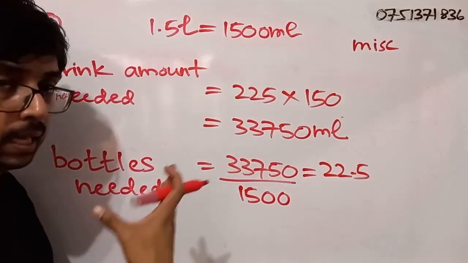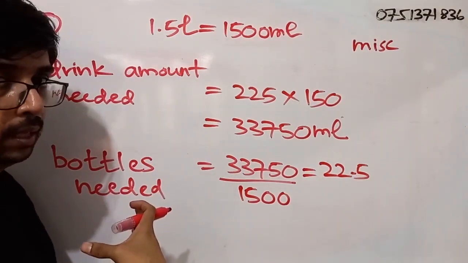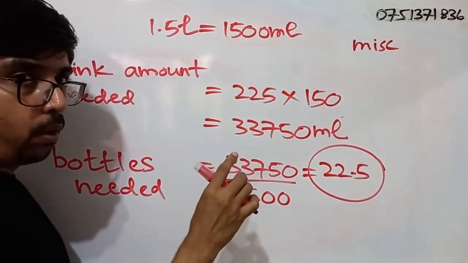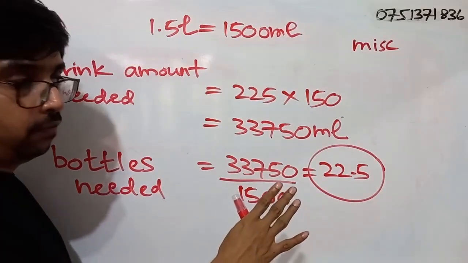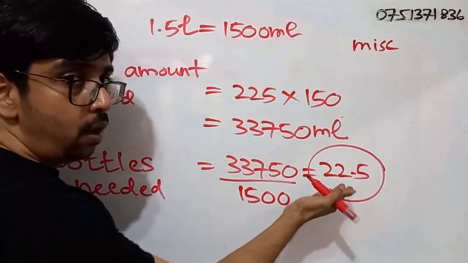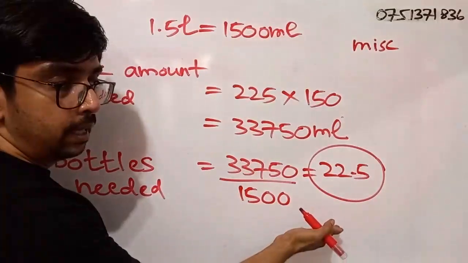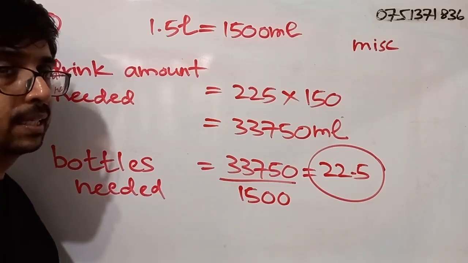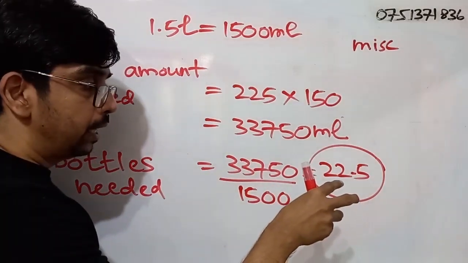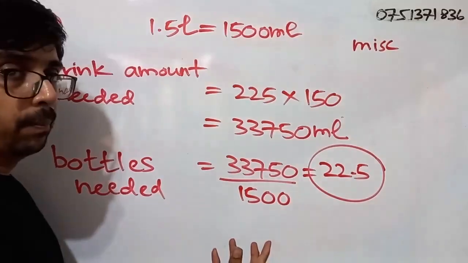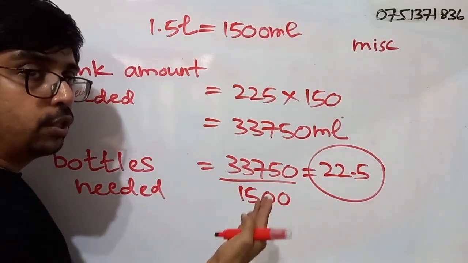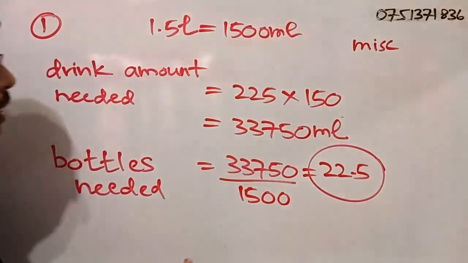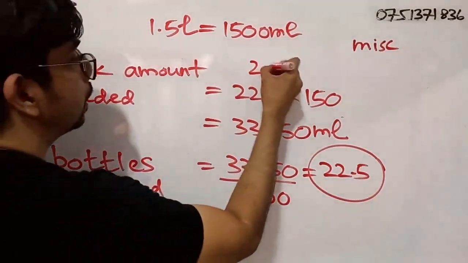So when we divide this, we get 22.5. But when we think about the question, practically we can't get 22.5 bottles. We can get either 22 bottles or 23 bottles. If we get 22 bottles, the amount will be less. Right? The amount we need will not be enough. So the only solution is we need to buy 23 bottles. So here, the answer is 23 bottles.